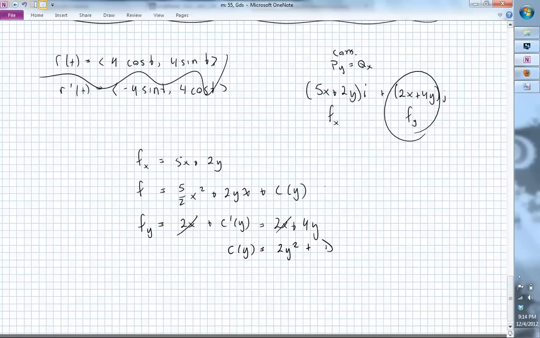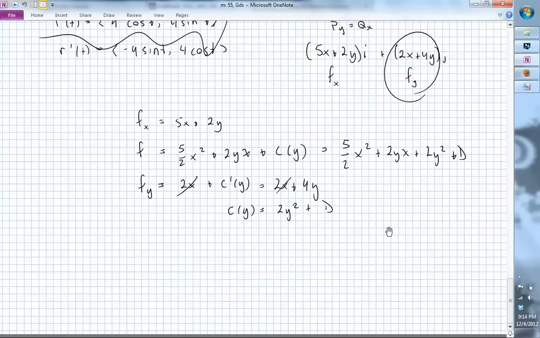Now we've figured out what c of y is, and we know what all of f is. It's 5 halves x squared plus 2yx plus 2y squared plus some constant d. Once you know f, you're ready to use the fundamental theorem of line integrals. In this case, the curve started at 4, 0, and it ended at negative 4, 0. So to compute this line integral, you would do f of negative 4 comma 0 minus f of 4, 0: the end point minus the starting point.